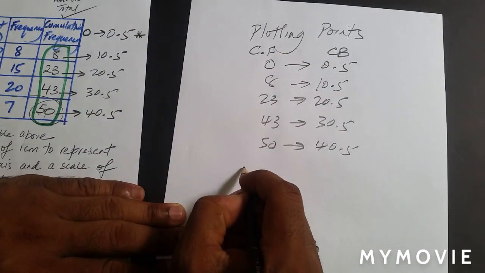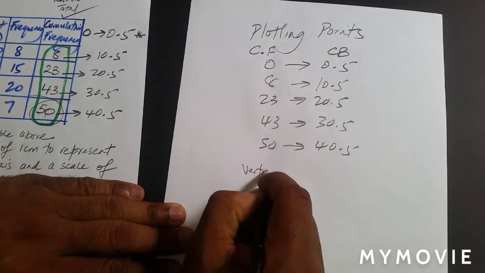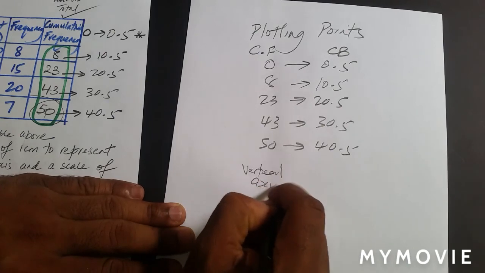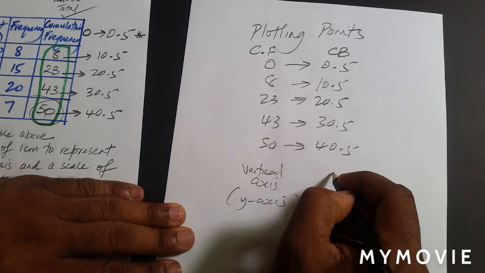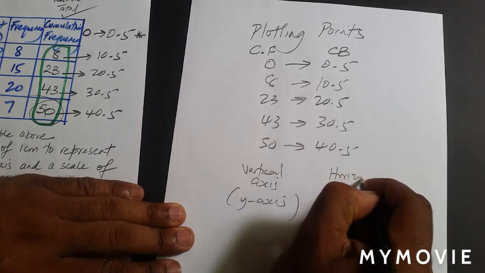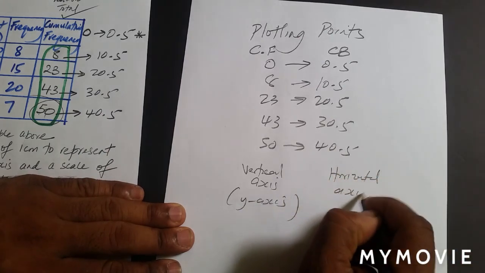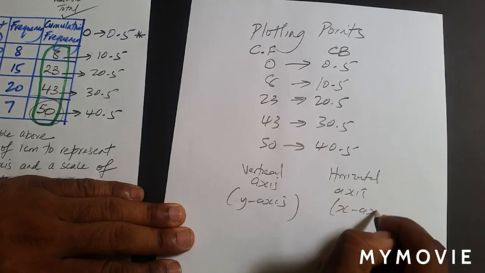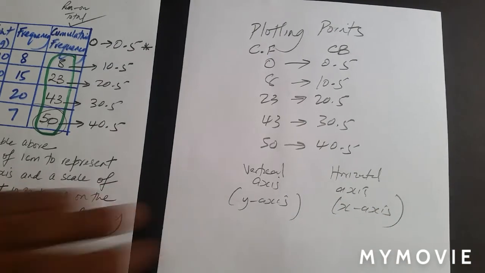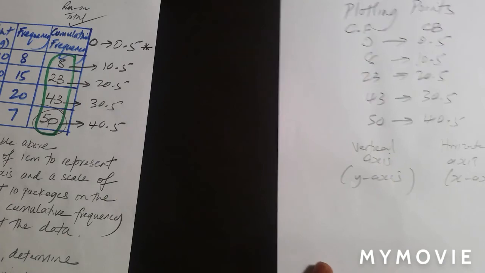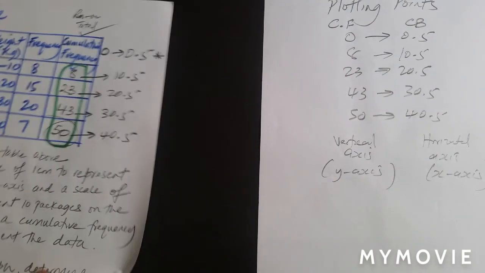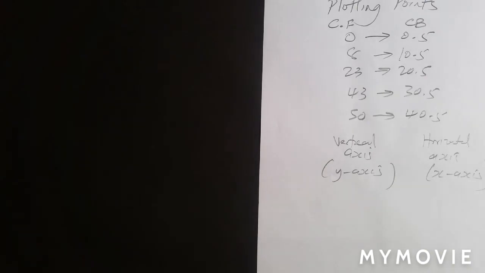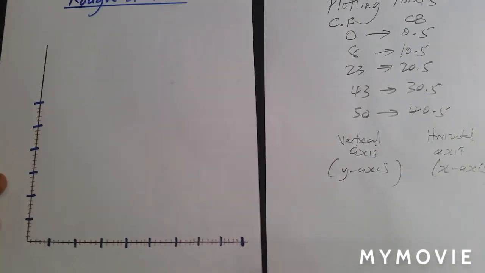And this is going to be on the vertical axis, right? Also known as the y-axis. And this is going to be on the horizontal axis, also known as the x-axis. All right, so that's what we're going to be using to plot to get our curve. All right, so I'm just going to move this out of the way for now, and I'm going to come here. All right, so this is what we're going to be using.